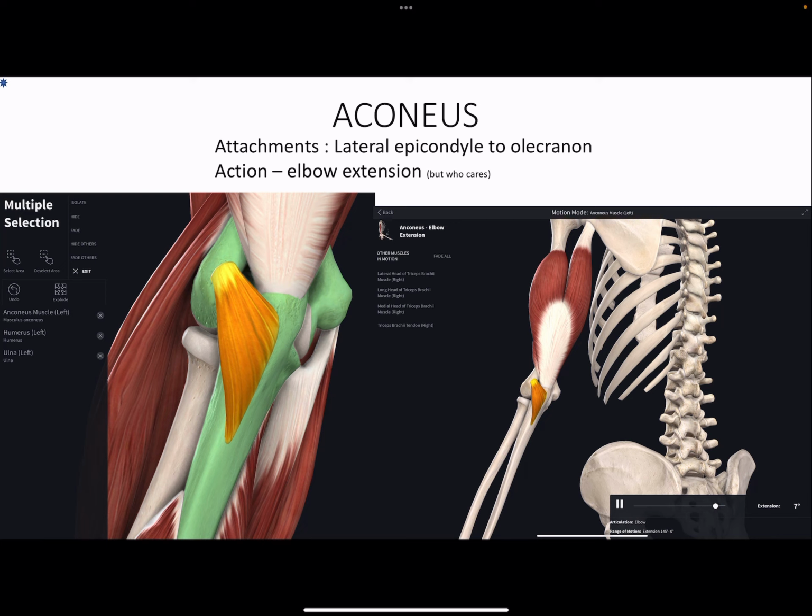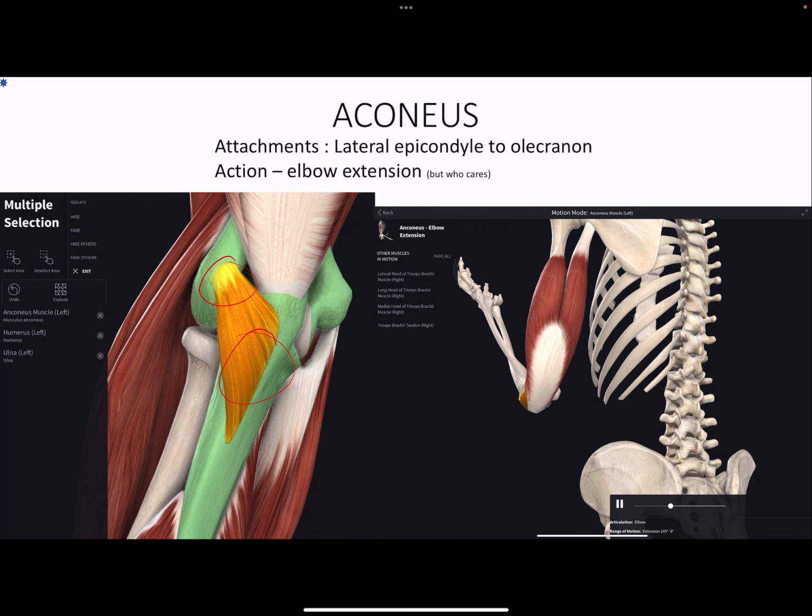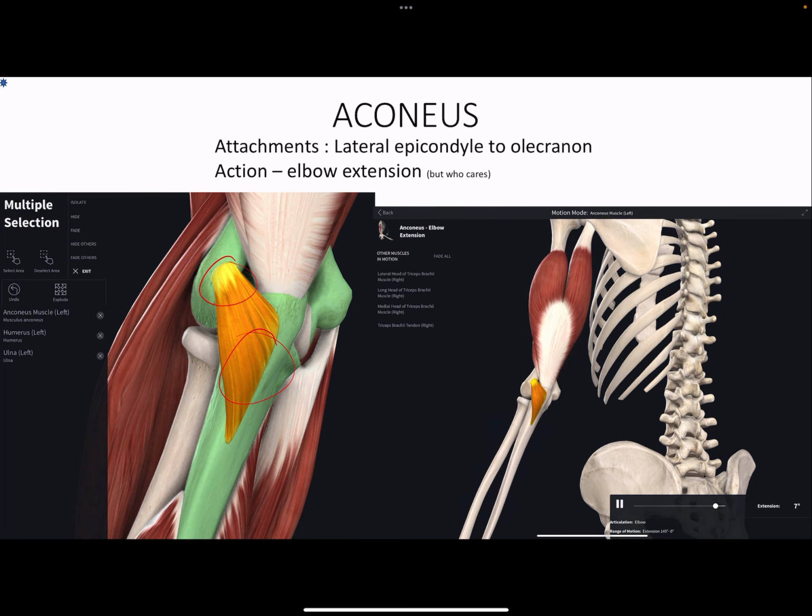If you could guess what this does, it connects the humerus to the ulna here, and it's on the posterior side. That's just like the triceps. That's going to be elbow extension. But it's such a small muscle, it doesn't really do much. So it's really not that important for extension. It's kind of a weak muscle.